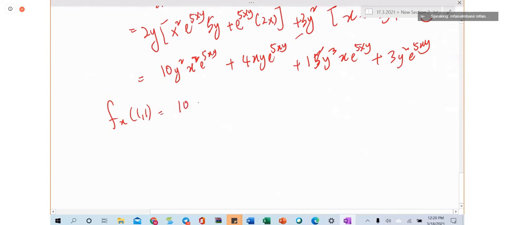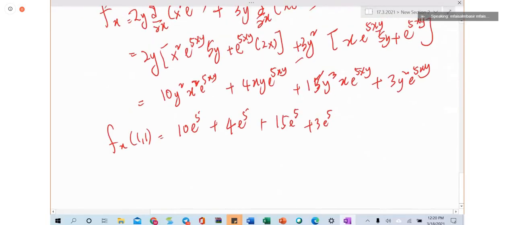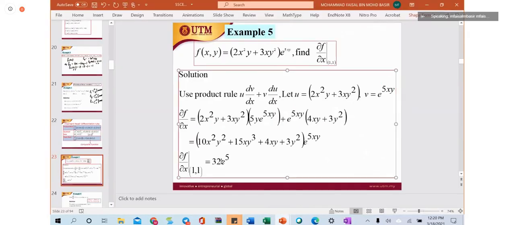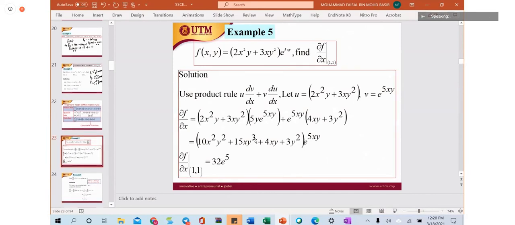So e⁵ plus 4e⁵ plus 15e⁵ plus 3e⁵. Okay. 4 plus 10 plus 4, 14, 15, 29, 32. Yes, 32. Okay. Any question for this example?